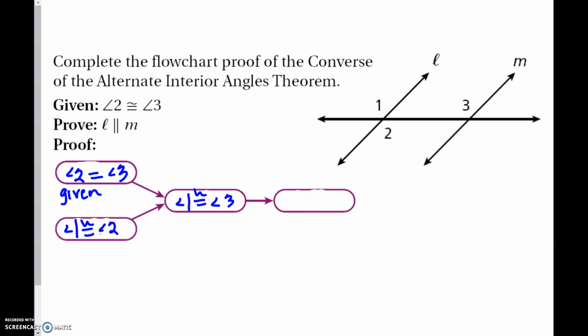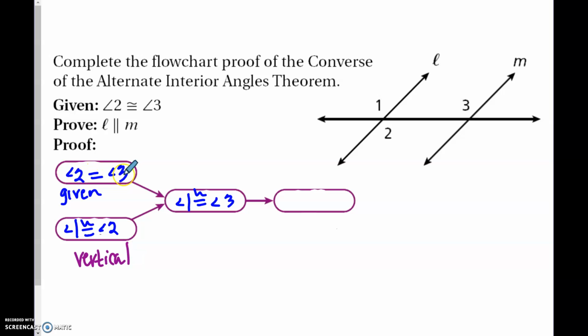All right, and our last proof here, we just wanted to practice using a flowchart proof, but most all of your proofs will be 2 columns, so that's fine. So given information, angle 2 is congruent to 3, that is given. But now looking at this diagram, we can say 1 and 2 are congruent, and that is by vertical angles.